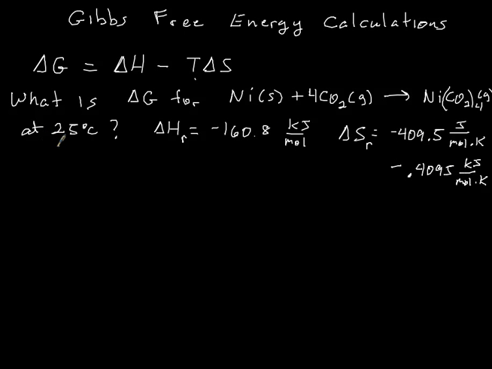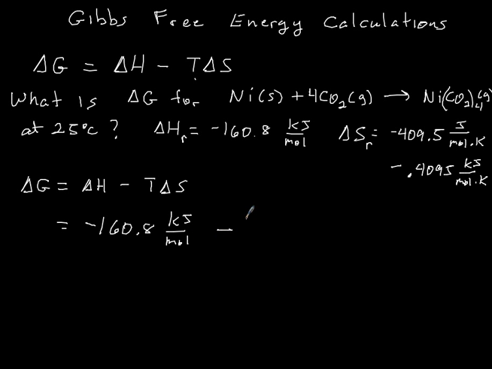Okay, so let's take it, and at this point you're just plugging into an equation. These are not difficult. It's just algebraic solutions in equations. And so the change of enthalpy is negative 160.8 kilojoules per mole. And we're going to subtract the temperature, which needs to be in Kelvin because the unit over here is Kelvin. So 25 plus 273 makes 298 Kelvin. And that's going to be multiplied by negative 0.4095 kilojoules per mole Kelvin.